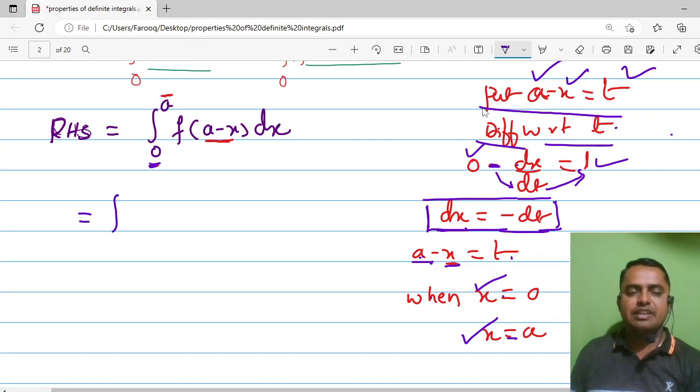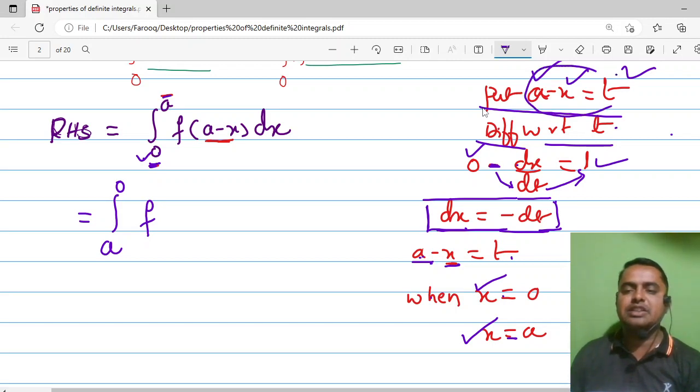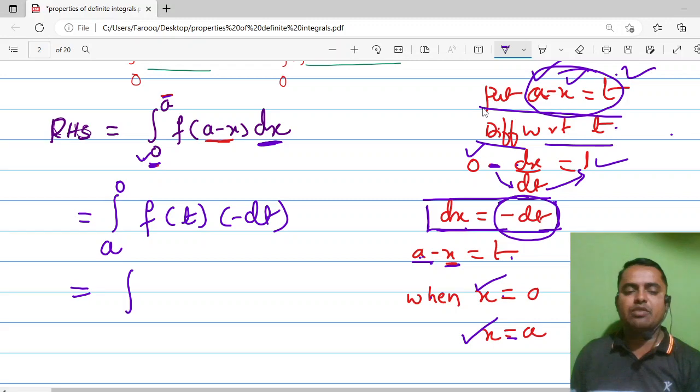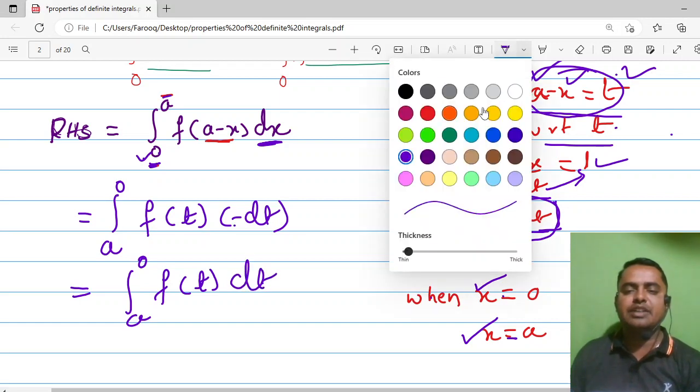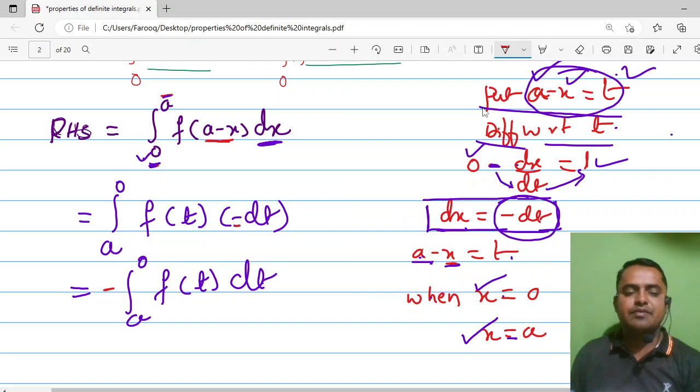First I will write the integral here. When x is 0, t is a. When x is equal to a, t is equal to 0. Now f of a minus x: a minus x is replaced by t, so f of t. What is the value of dx? dx is nothing but minus dt. Now a to 0, f of t dt. This minus sign I am writing outside here.